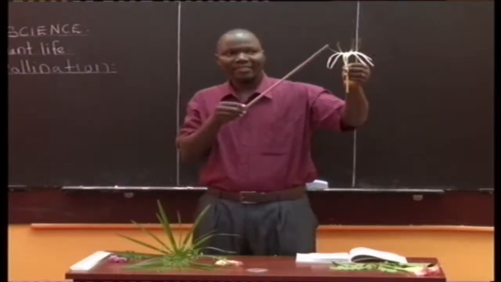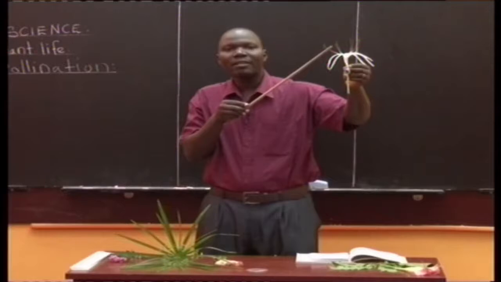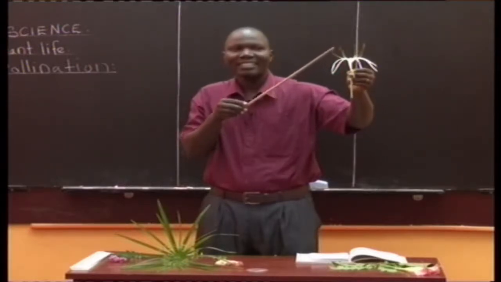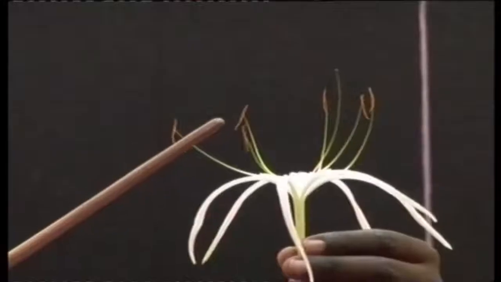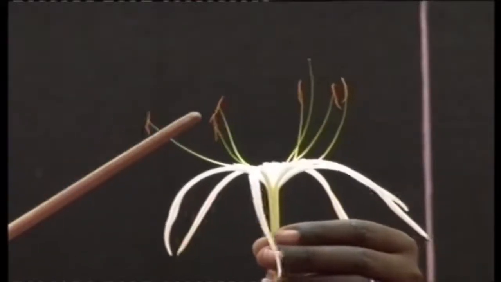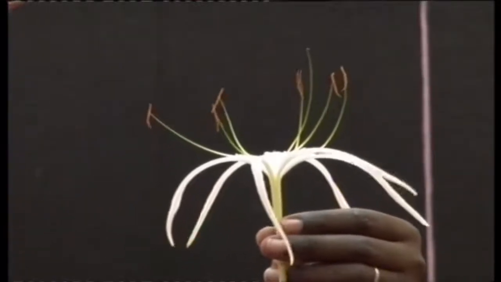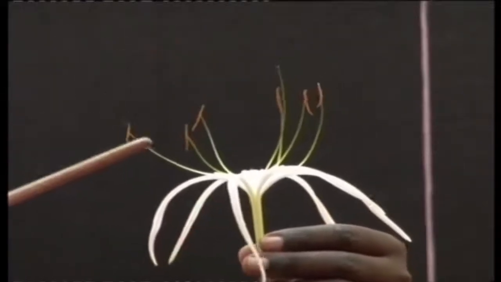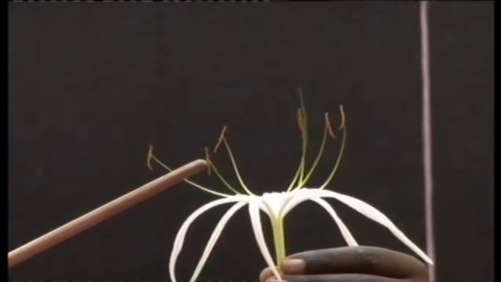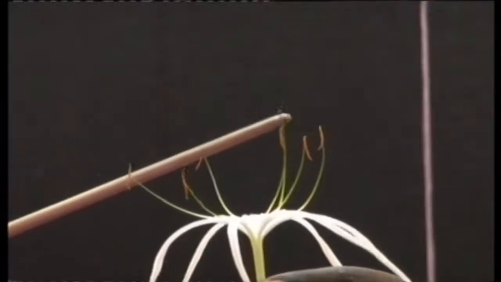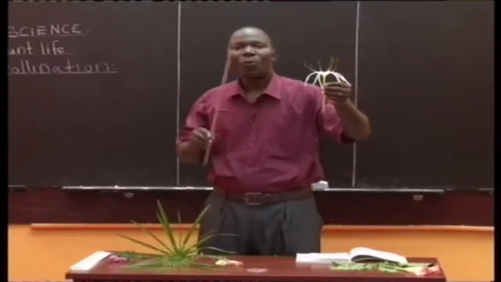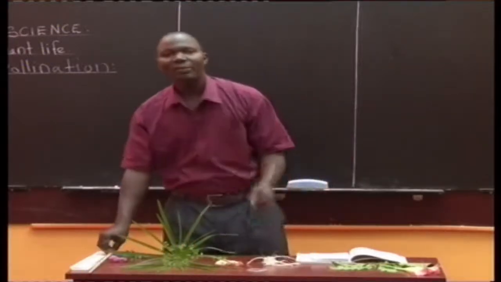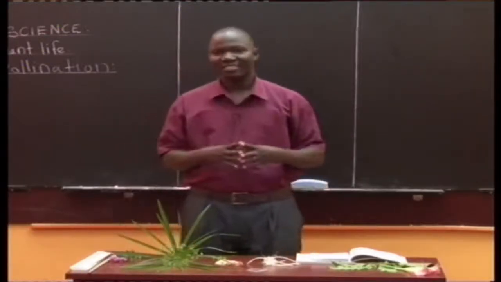The anthers have the male reproductive cells called the pollen. This pollen has to move from the anthers to the stigma. Once that happens, children, we call that one pollination.